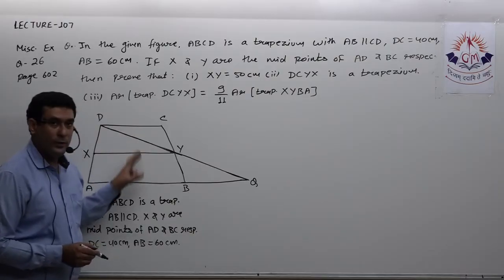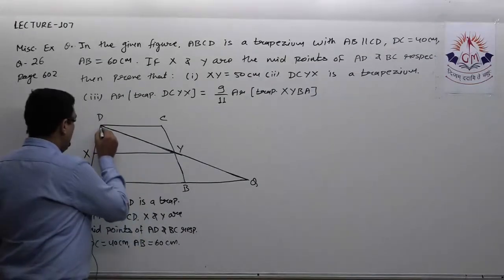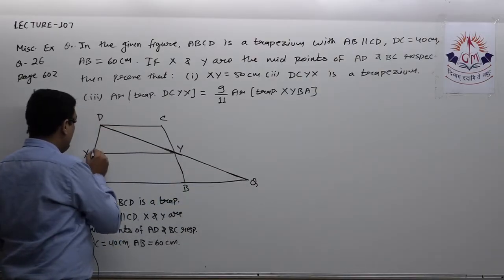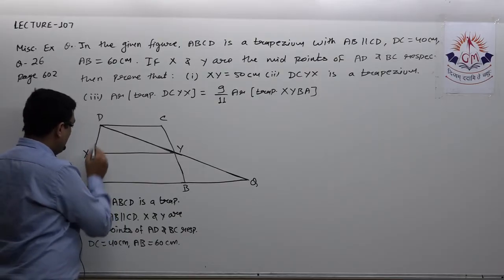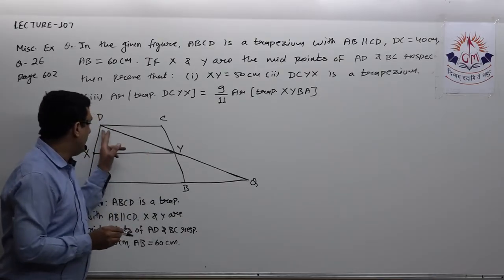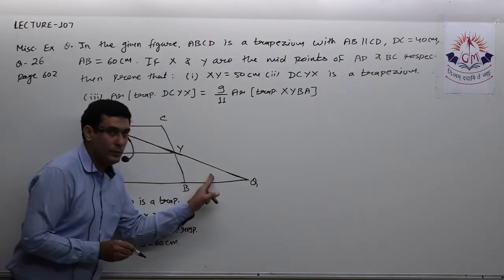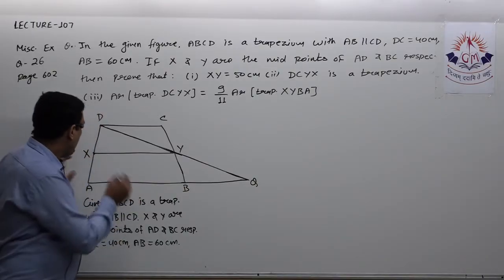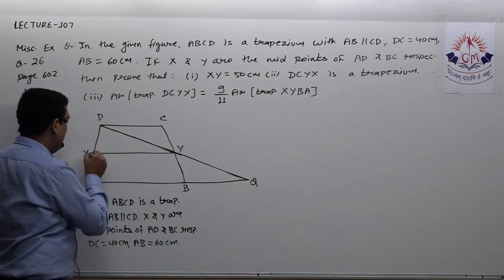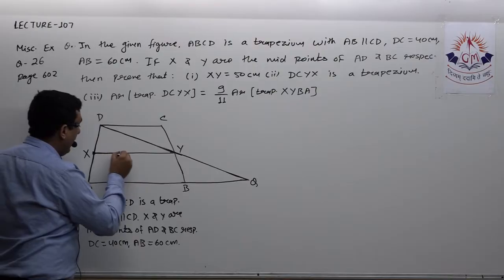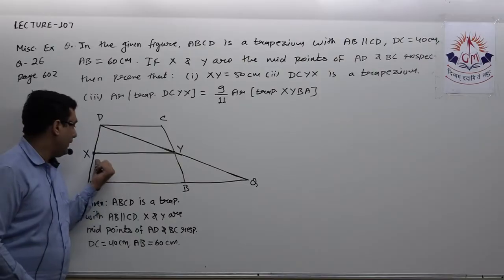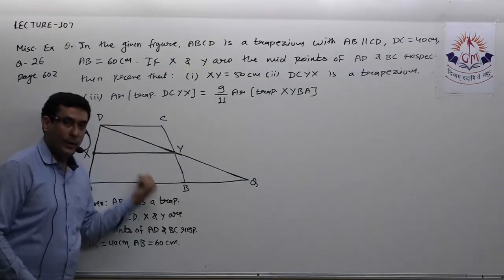So anyhow I have to prove these two are parallel. Now if I see this triangle ADQ, in this triangle, X is the midpoint of AD. If anyhow I am able to prove that Y is the midpoint of DQ, I can say XY is parallel to AB, isn't it? In a triangle, if we have a midpoint of one side and a midpoint of another side, then by the midpoint theorem we know that the line segment joining the midpoints of two sides is parallel to the third side.